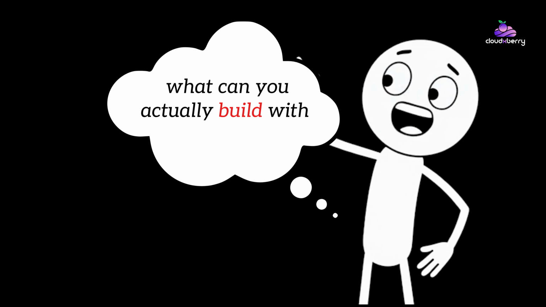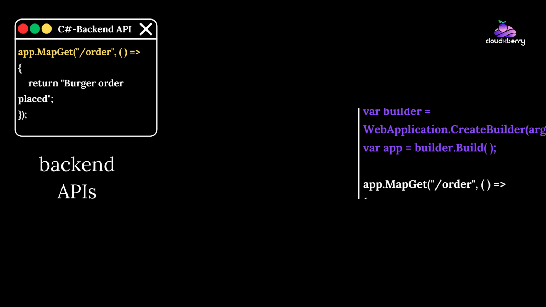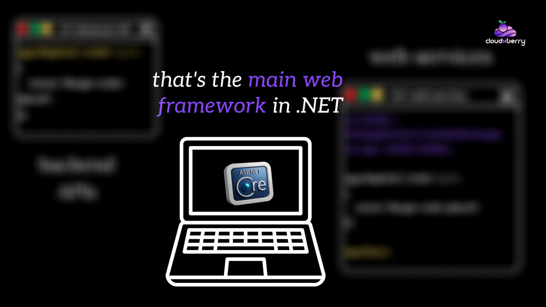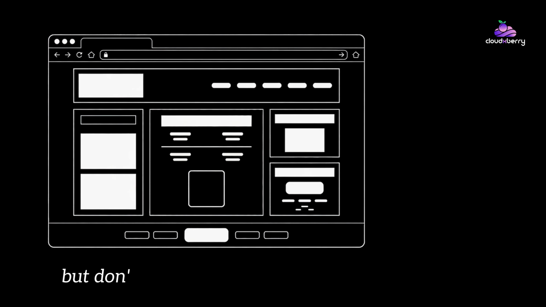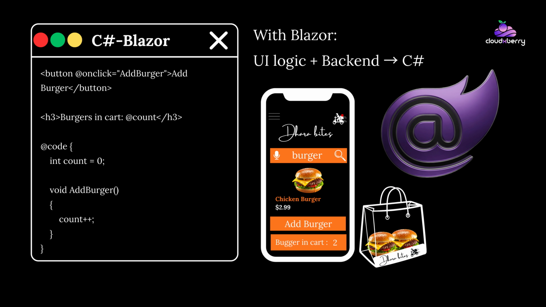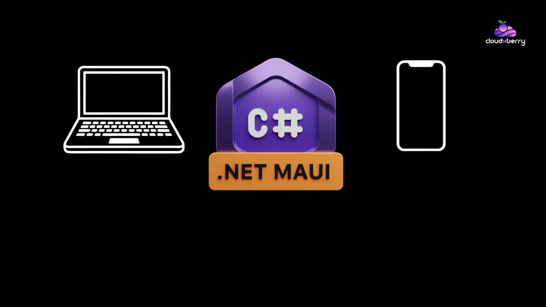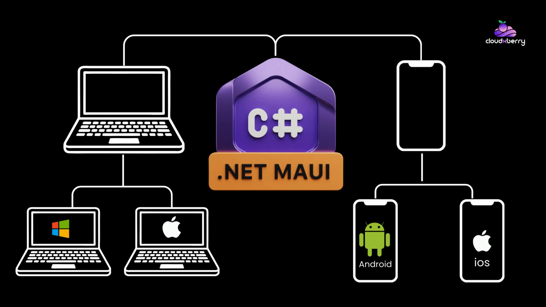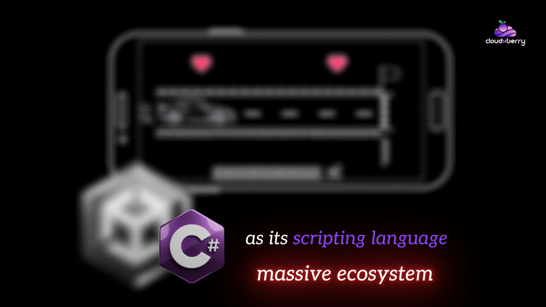So what can you actually build with all this? A lot more than most people think when they're starting out. If you want to build backend APIs or web services, you'll be working with ASP.NET Core. That's the main web framework in .NET, and it runs behind a lot of production systems you've probably used without knowing it. If you want web UIs but don't want to write everything in JavaScript, look into Blazor. Blazor lets you build interactive web UI with C# components, instead of writing everything in JavaScript. For mobile and desktop apps, there's .NET MAUI, one shared codebase targeting Android, iOS, macOS, and Windows. And if you're into game development, Unity uses C# as its scripting language. That alone is a massive ecosystem.